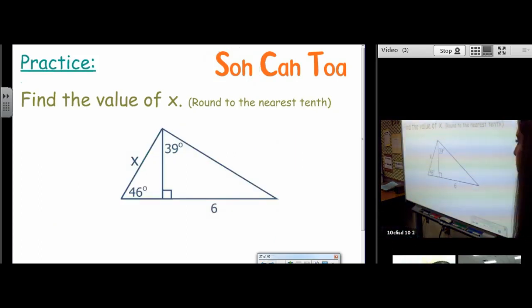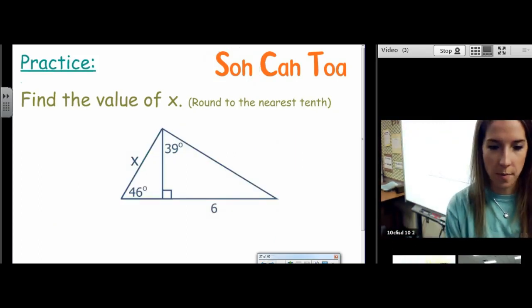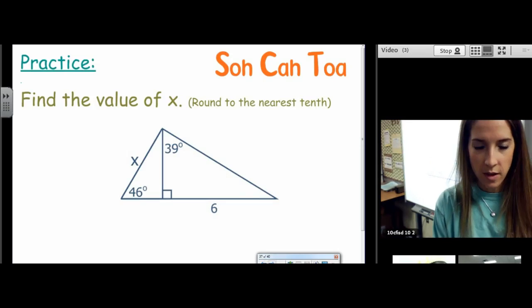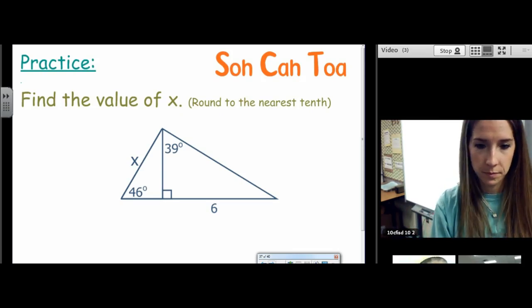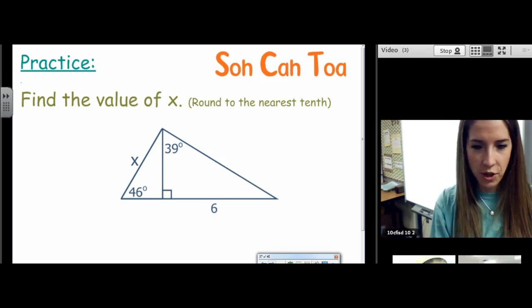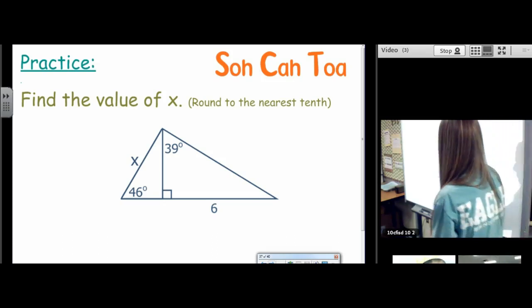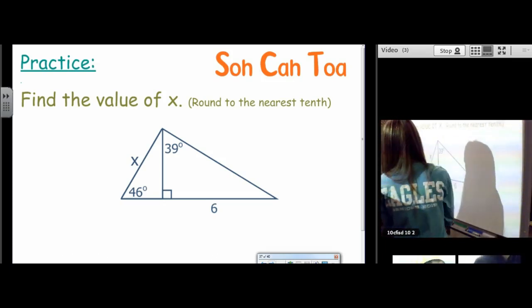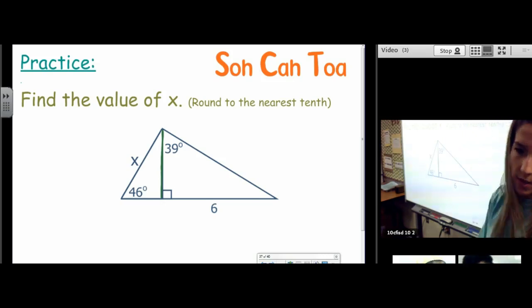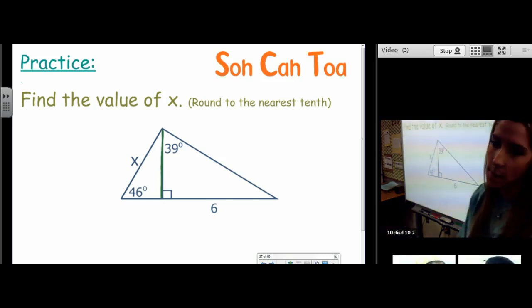Okay, now let's try some little bit more complicated ones. I'm going to give you time to draw this in your notes. Draw the whole picture, please. It's looking like we're going to have to do trig twice. Are you seeing that? We're going to have to find this right here, and then we can find x. So we're going to have a middle step here.